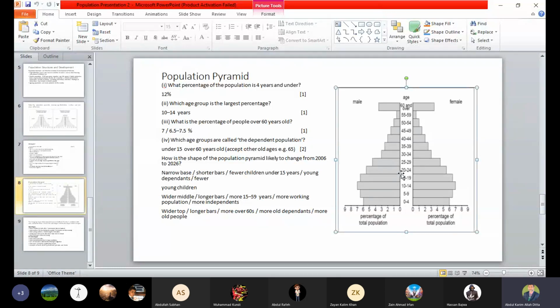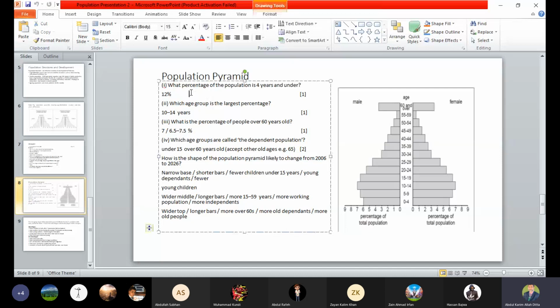With the passage of time, my dear, you will see a kind of change, a transition, in this population pyramid. After 5 years, 10 years, 15 years, or 20 years, you will find a change in that. I will explain that. But before, you can see we have some questions, like what percentage of population is 4 years and under? How much total population is there in percentage?